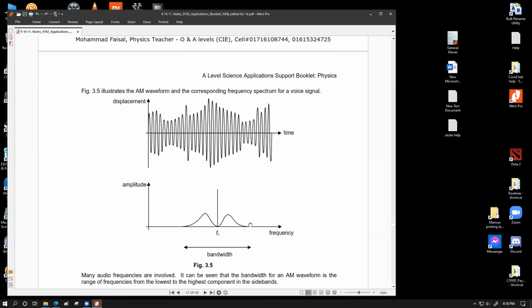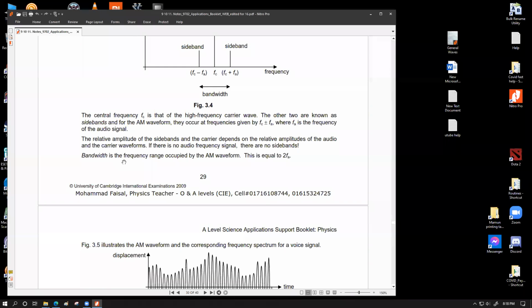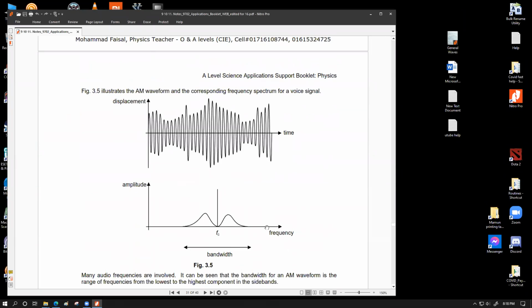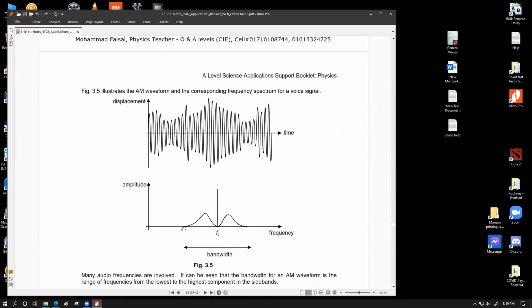The total bandwidth is the total frequency range occupied by the AM waveform, which means it is the difference of the maximum frequency and the minimum frequency. Which means if here you have the maximum and here you have the minimum, this wave covers the frequency within this range. So the bandwidth will be all of it, not only one single value. If you have a single value, then it's 2FA. That's pretty simple to work with. But if you have multiple values, you have to choose from the very start to the very end of the total frequency range. That's basically what we mean by bandwidth.